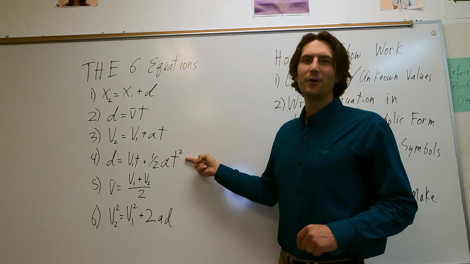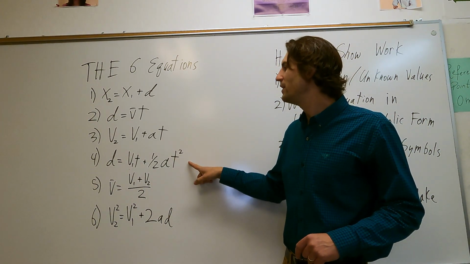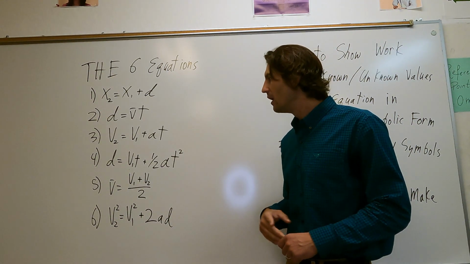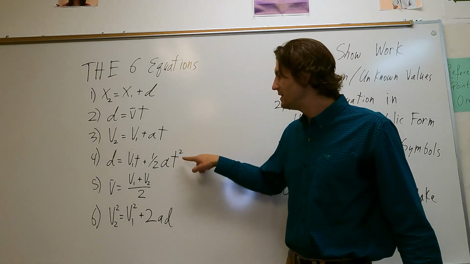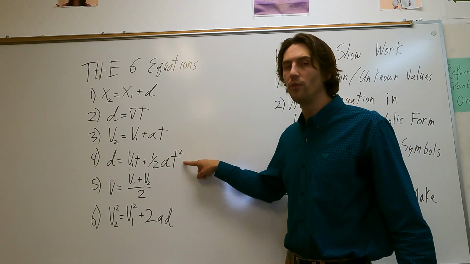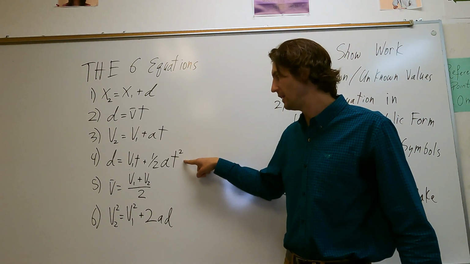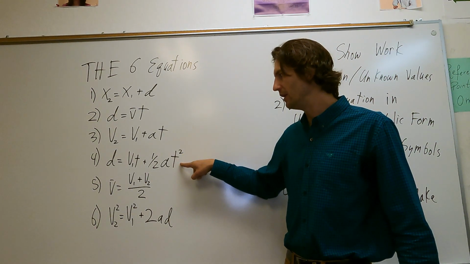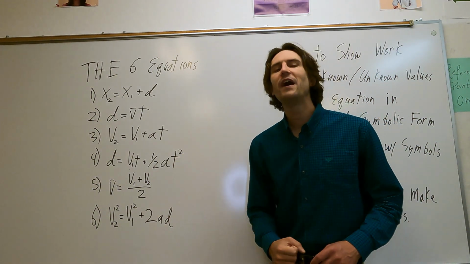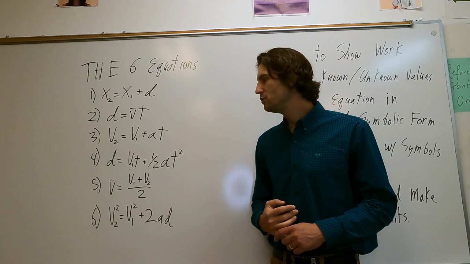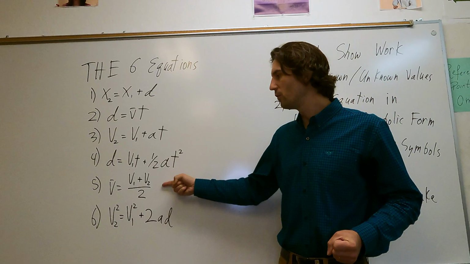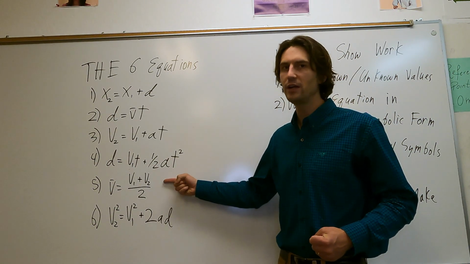Equation number 4 is the big one. Equation number 4 is a great equation. d is equal to v1t plus 1/2 at squared. Please just remember the t here is squared, and the only thing here that is squared is the t. 1/2 times the acceleration times the time squared is what you need. Number 5, v bar is equal to v1 plus v2 over 2. This is just the definition of an average, and this only works once again when you have a constant acceleration.